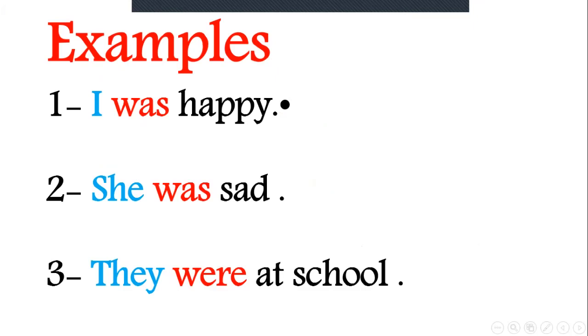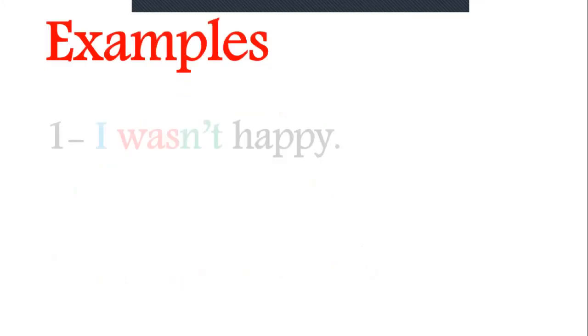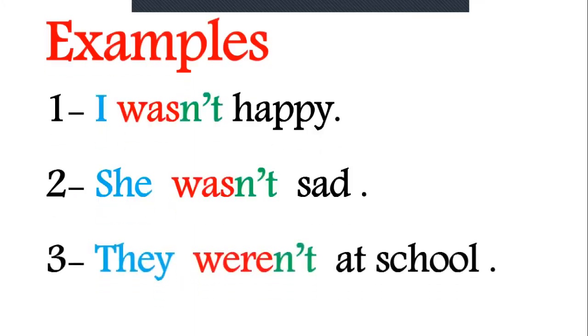Here we use verb to be were, without not, to make a positive sentence. But here I want to make a negative sentence. So here we add n apostrophe t to verb were to make it negative. They weren't at school.